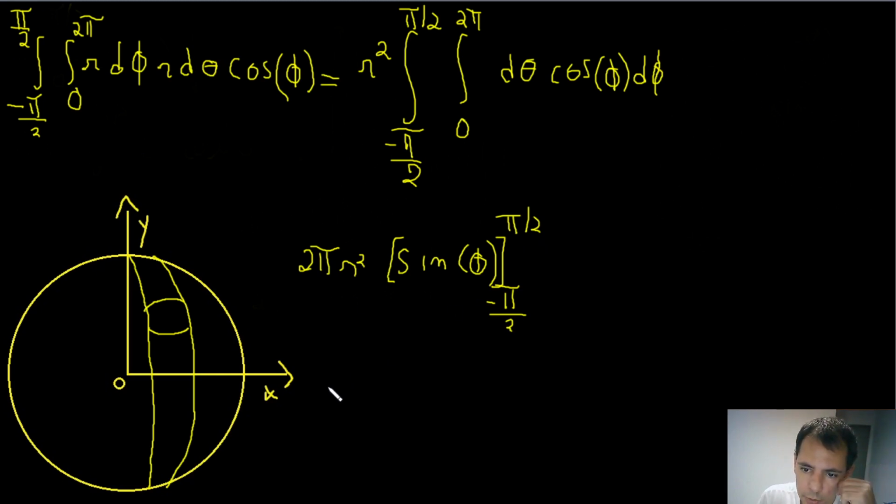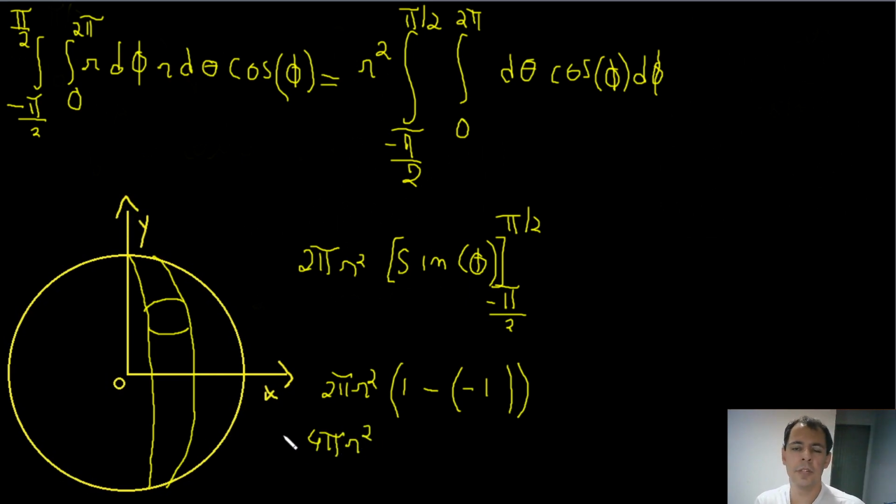Now, 2 pi r squared, and then what do you have in here? You've got to plug in the pi divided by 2 in this angle. What is the sine of pi divided by 2? It's 1. Minus, and now you have to open this parenthesis here. What's the sine of minus pi divided by 2? That's minus 1. So you put a minus 1 in here. So 1 minus minus 1, that's 2. 2 times 2, that's 4. 4 pi r squared. And there you go. You have two different ways of finding the surface area of the sphere.